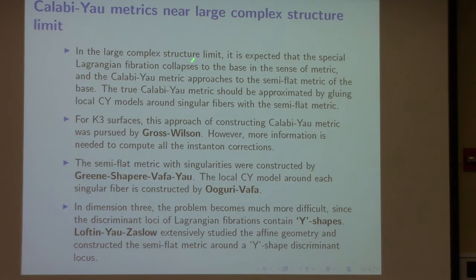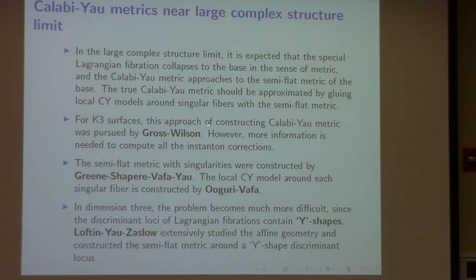In the case of large complex structure limits, things are easier, because you expect that the special Lagrangian fibration collapses onto the base in the semi-flat metric, and the Calabi-Yau metric approaches the semi-flat metric of the base. So the true Calabi-Yau metric should be approximated by gluing local Calabi-Yau models around singular fibers with the semi-flat metric. This is what one expects, but how to glue them is a much more complicated issue.